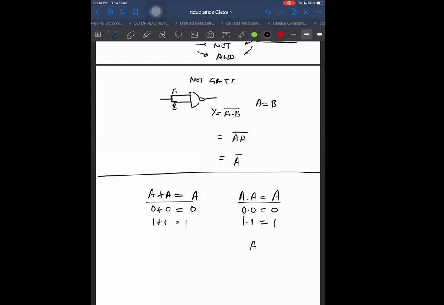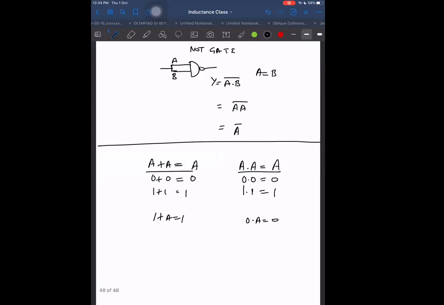Similarly, A raised to power n, we don't call it that actually. We call it A dot A dot A dot A. That will also again be A. Similarly, A plus A plus A plus A indefinitely will be A. 1 plus A is 1. 0 into A is 0. These equations we should know.